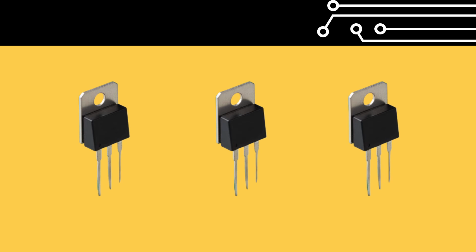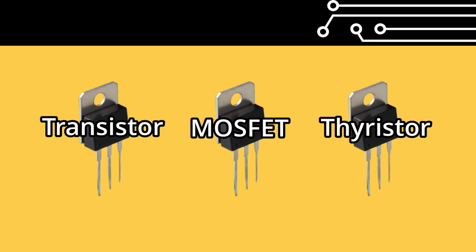Do you know the three main components that act as electronic switches in a circuit? You have probably heard of them: the transistor, the MOSFET, and the thyristor. These three components are similar yet have different characteristics and operating methods. Let's find out which component you should choose for your project.